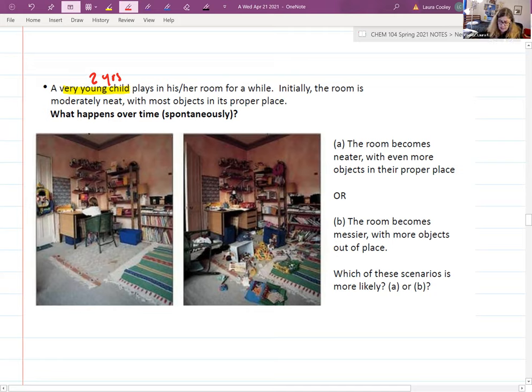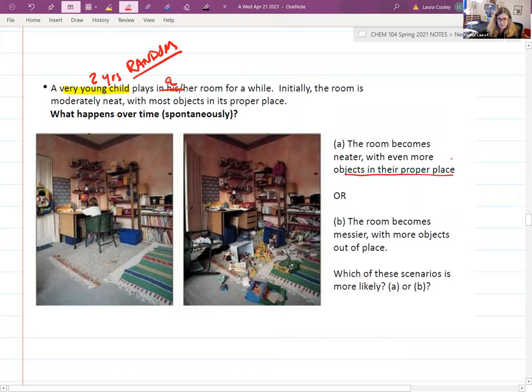But the reason I say a very young child is because I want the motions of this child, what this child does, to be kind of random. That the child is just sort of picking up things, playing at them, looking at them, putting them back. Okay, so that's what I mean. Plays in, I'm going to say a room for a while. Initially, the room is moderately neat, most objects in the proper place. What happens over time?